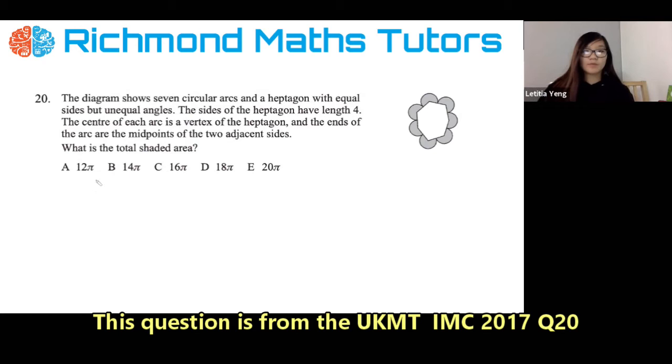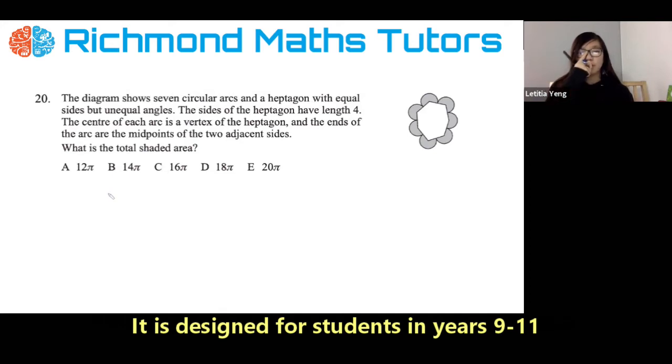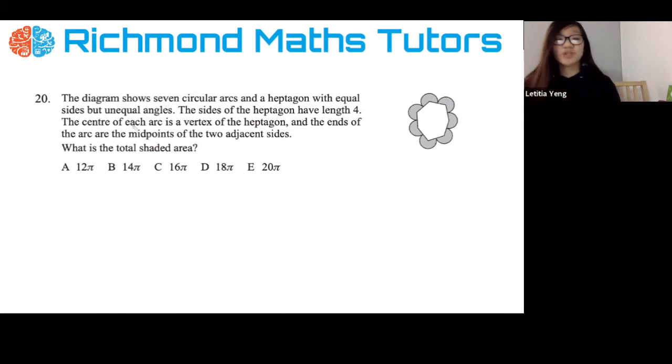The diagram shows 7 circular arcs in a heptagon with equal sides but unequal angles. The sides of the heptagon have length 4. The center of each arc is a vertex of the heptagon, and the ends of the arc are the midpoints of 2 adjacent sides. What's the total shaded area?